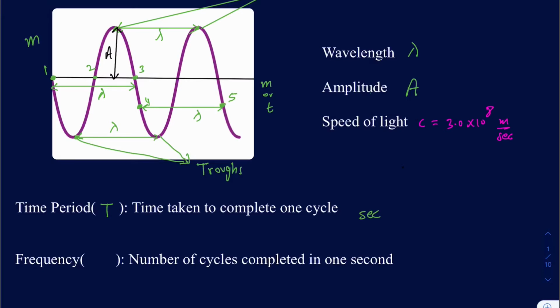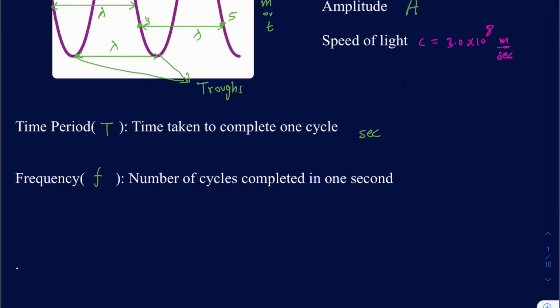More than the time period, the frequency is commonly used in the case of waves. The symbol of the frequency is a lowercase f, and it's just the reciprocal of the time period. It's the number of cycles completed in 1 second, as opposed to the time period, which was how much time you take to complete one cycle. So make sure you know the relation between the frequency and the time period. The frequency is just the reciprocal, so it's going to be 1 over T.